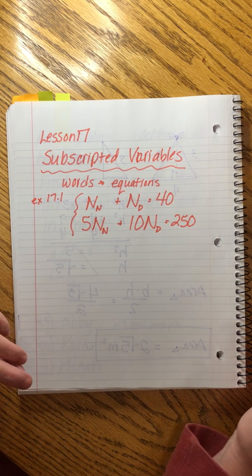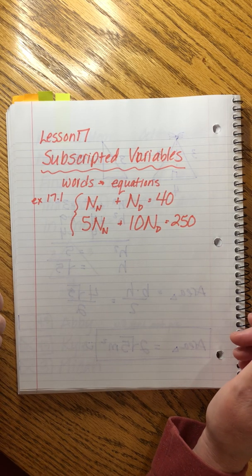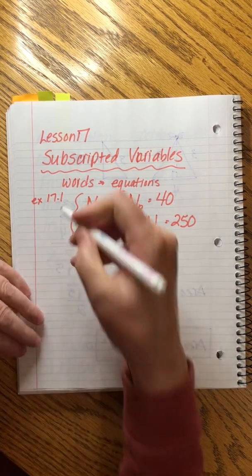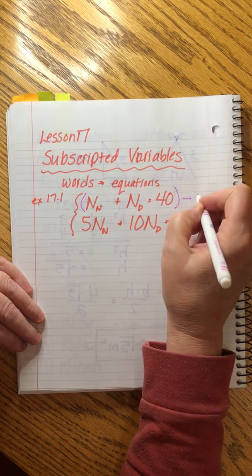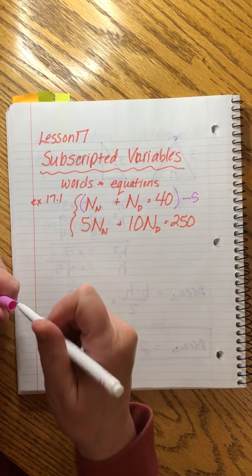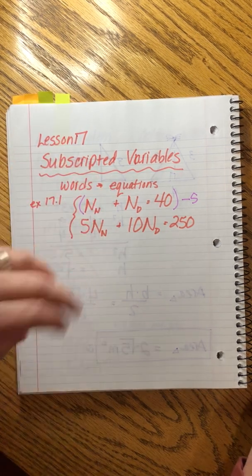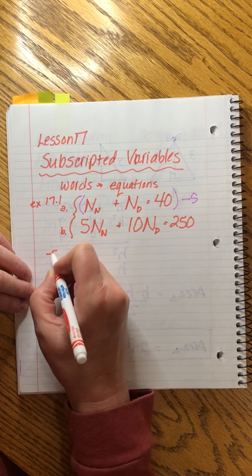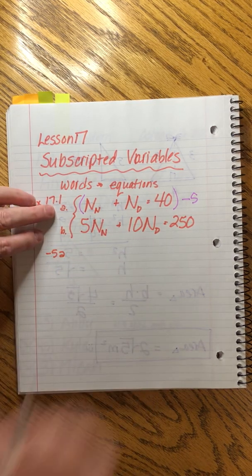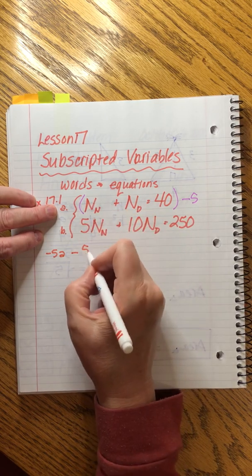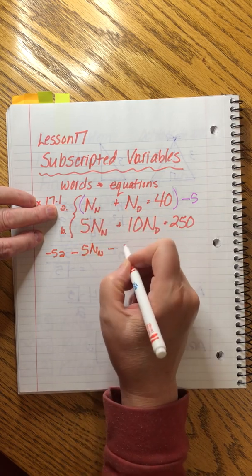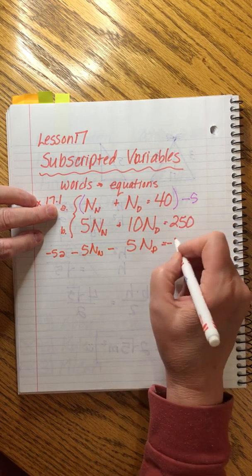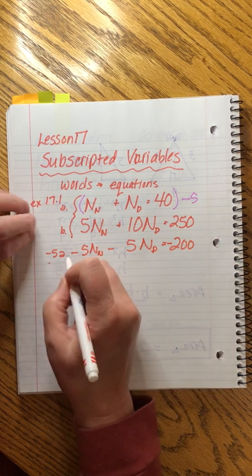All right, so we decide to solve this by elimination, and John decided for us, but I'm not going to argue with him. He would like to multiply this one by -5 so that the ends will cancel. So this is our A, this is our B, this is -5 times A. And I'm distributing this. This is -5 times the number of nickels minus 5 times the number of dimes equals -5 times 40, which is -200. Make sense?